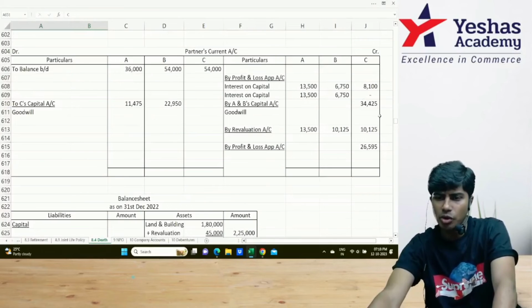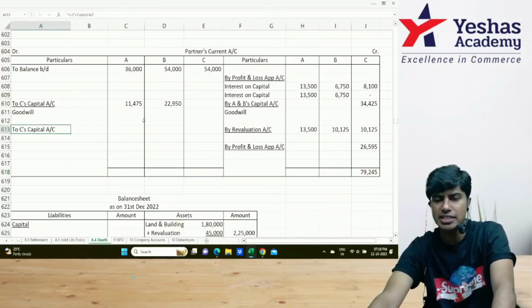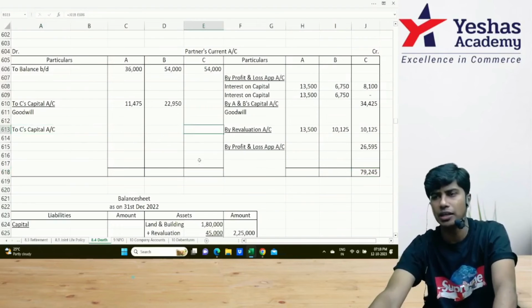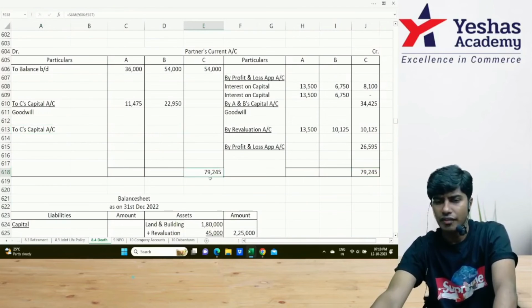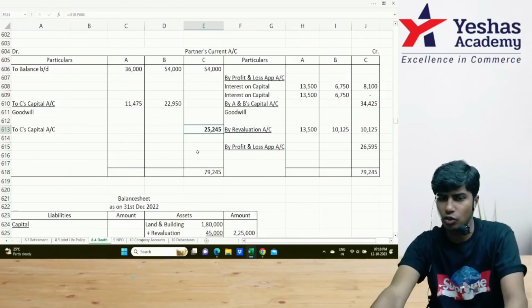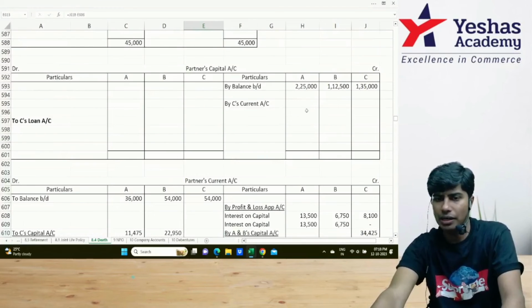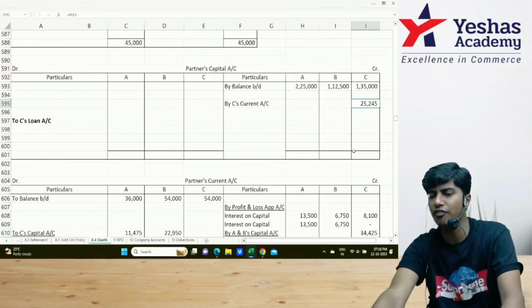Now tell me how much is C's total here? 79,245. How much is C's balance which will be transferred to capital? 79,245 minus 54,000, 25,245. In partner's current account, I have written to capital. In capital account, I'll write C's current account 25,245. This much should be paid to C.